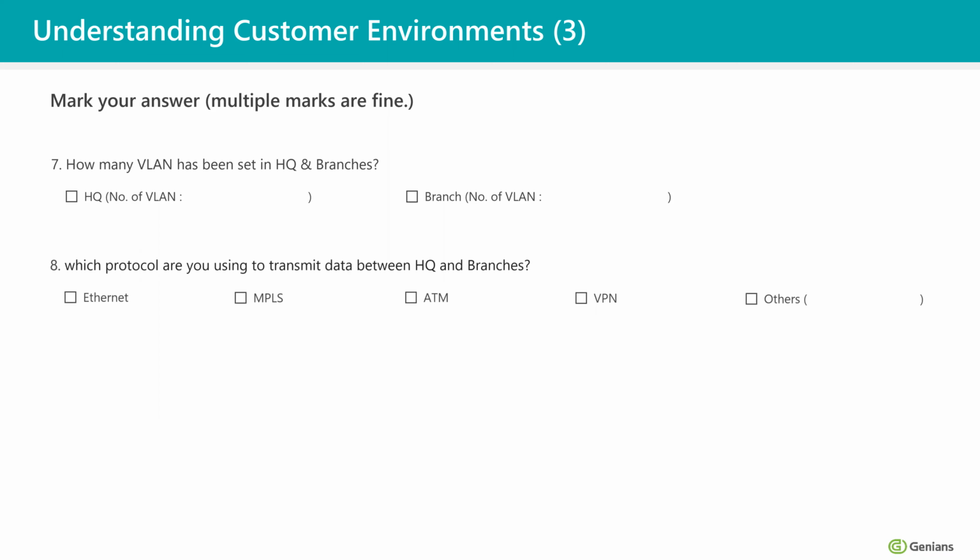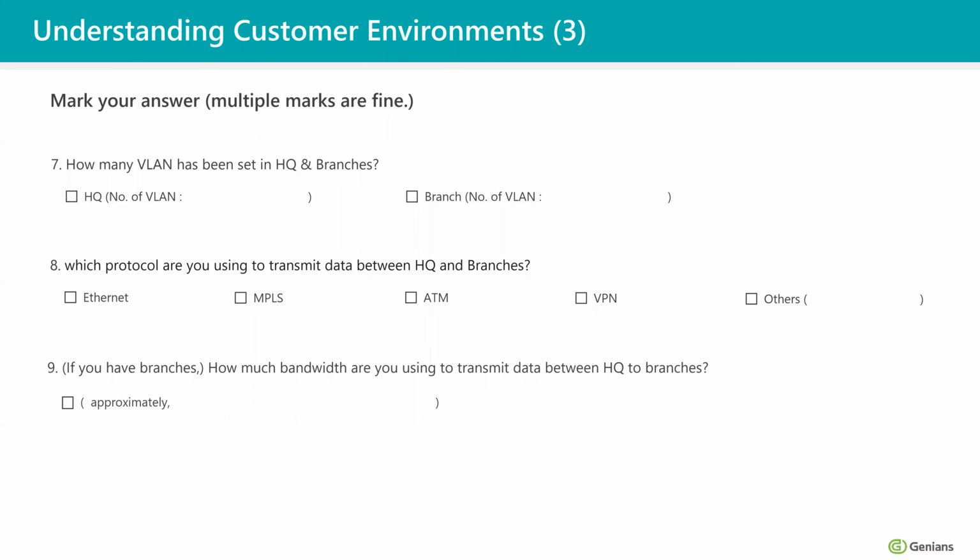Eighth question, which protocol are you using to transmit data between the headquarters and the branch? Please check this one as well if you can, but it is not mandatory, so we can get this information when we are supporting during the POC. But if you can get the answer, please share it with us.